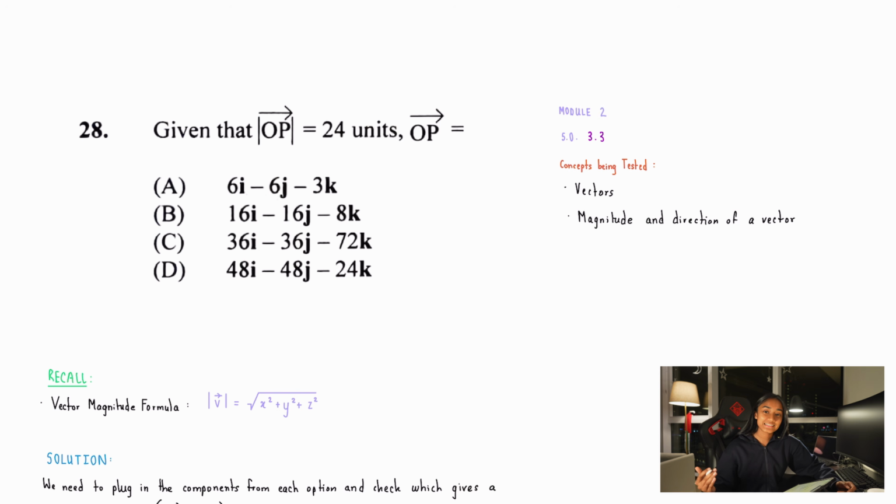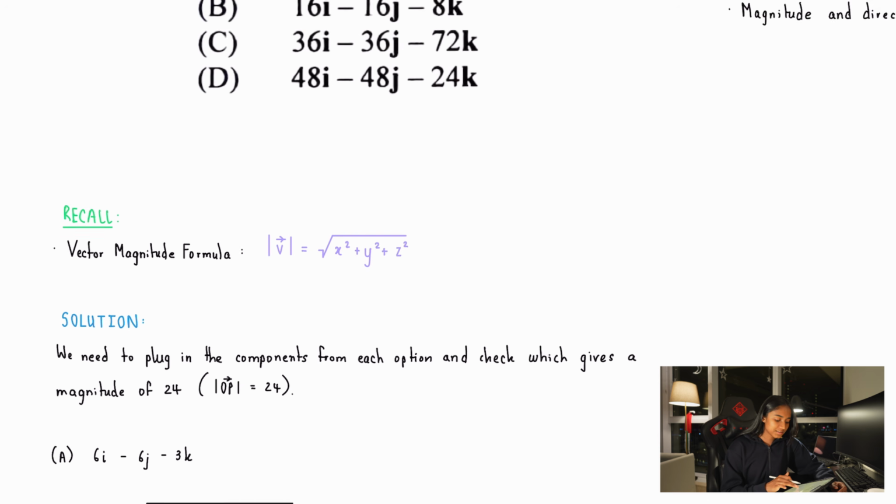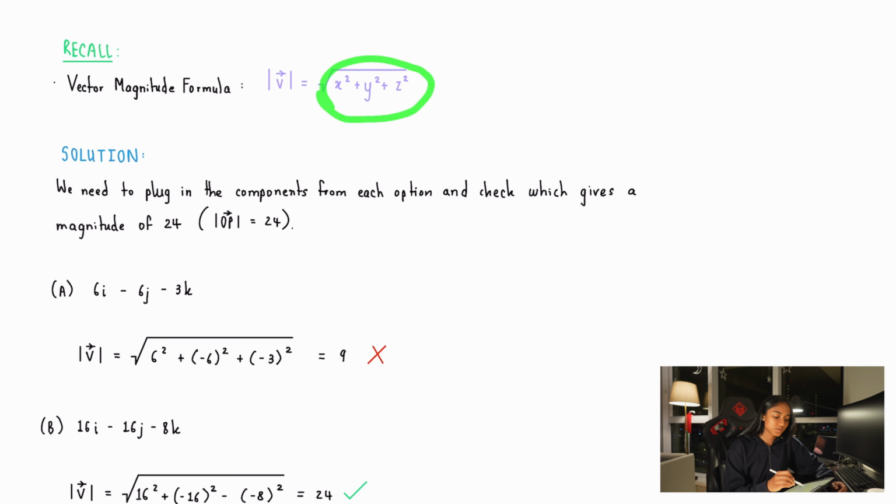Question 28 states that, given that the magnitude or the length of OP is equal to 24 units, what is OP equal to? So we are going to reverse engineer this whole thing and just substitute the options. By process of elimination, we'll find the answer. We substitute all the options into the vector magnitude formula, which we know to be the square root of x squared plus y squared plus z squared. If we get 24, it is correct. If we don't, it is incorrect, and therefore we eliminate the option.